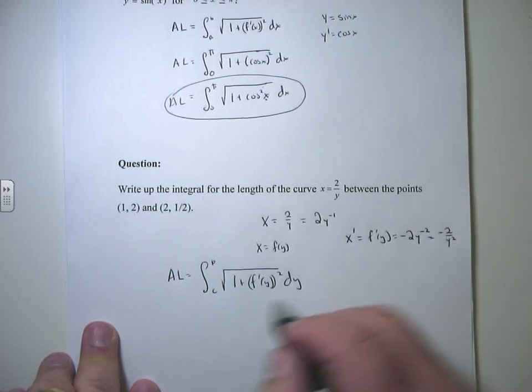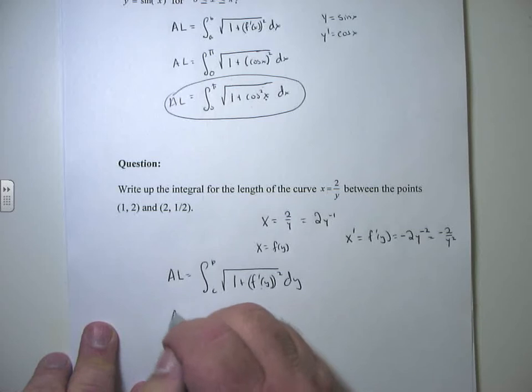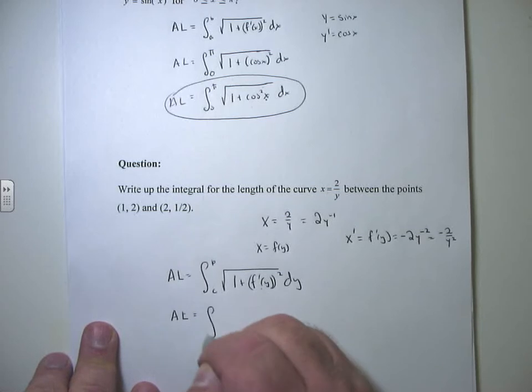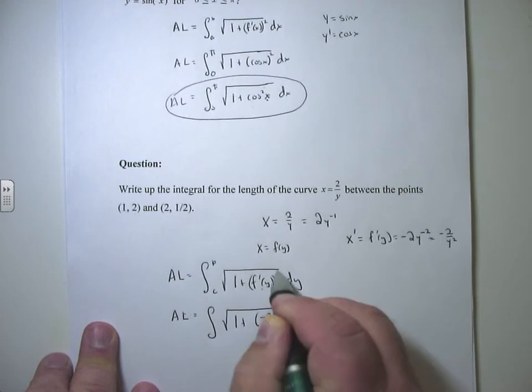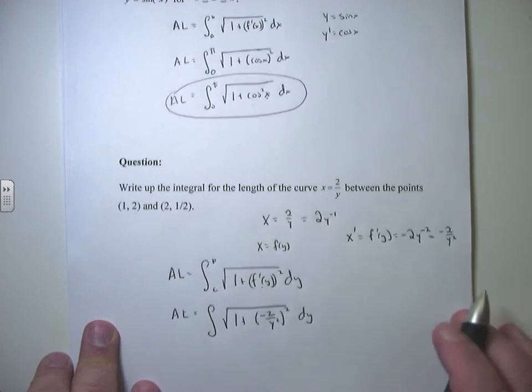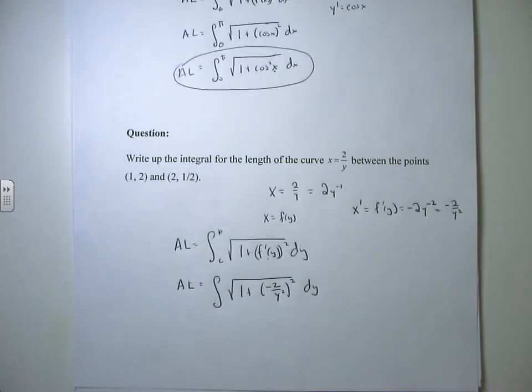But now I'm going to plug that into my function here, so my arc length would be equal to the integral of the square root of 1 plus (negative 2 over y squared) quantity squared, dy. So there's almost my answer. I would want to clean this guy up, but before I clean it up, the last little bit is, what do the bounds have to be? What's my bounds?